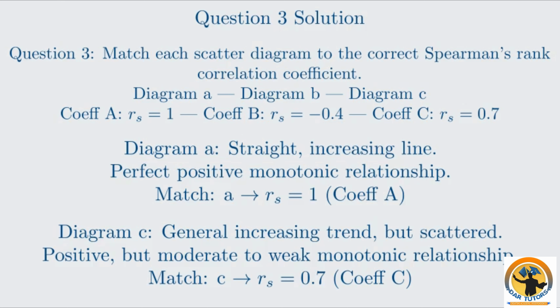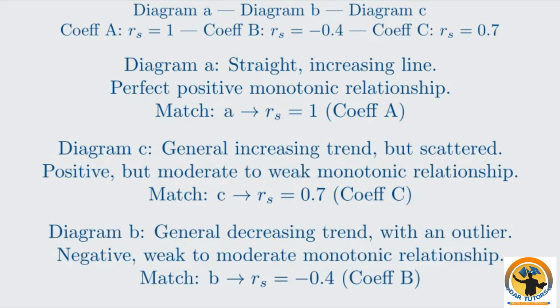Does this make sense? Diagram B has a negative general trend, so the correlation should be negative. The presence of an obvious outlier is likely weakening the perceived correlation. Without the outlier, the rest of the data might have a much stronger negative correlation. An Rs of -0.4 represents a negative but weak to moderate monotonic relationship. This matches diagram B. So the correct matches are A to A, B to B, and C to C.